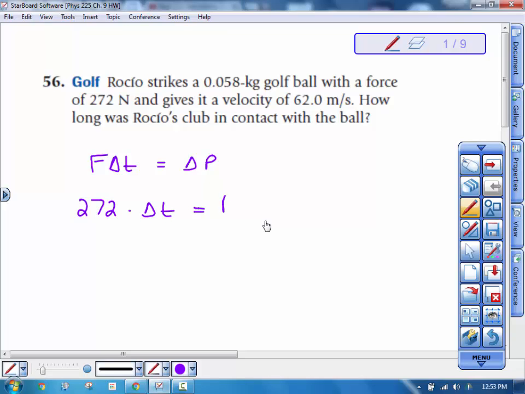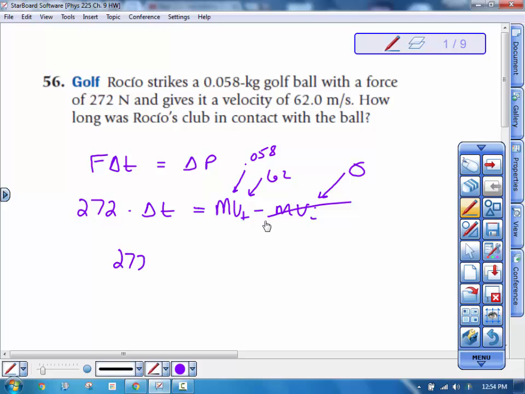Change in momentum is momentum final minus momentum initial, which is mass times final velocity minus mass times initial velocity. The final velocity is 62 meters per second, so we're going to plug in 62 right here. And the mass is 0.058. The initial velocity is 0 too, so this whole term drops out.